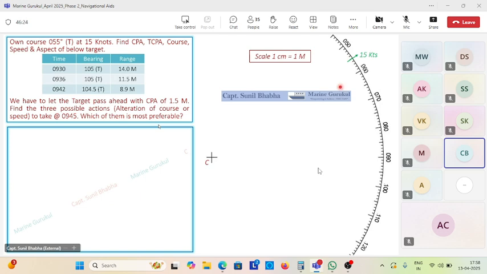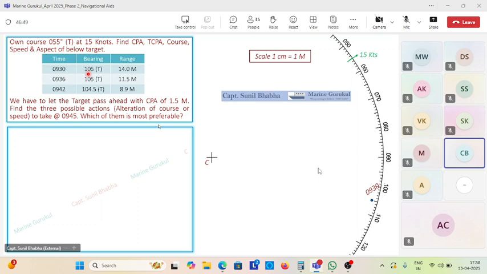Let us now show the own ship course and speed. Own ship course is 055. So you can see the green color arrow marked at the circumference at 055. The speed is given as 15 knots. Speed is also marked. Let us now plot the first observation, first position 0930.